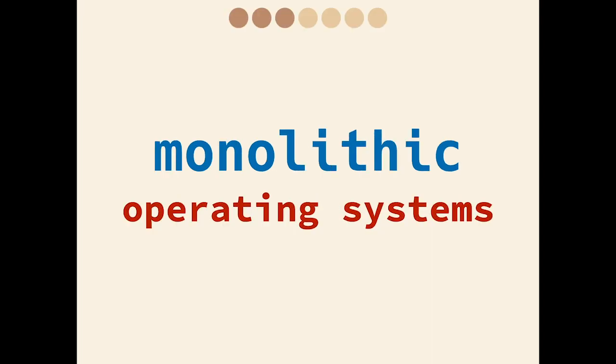Then I'm going to say there's 3 main types. There's monolithic operating systems, and this is what you normally think of when you think of an operating system. Linux is mostly a monolithic operating system. Windows is mostly a monolithic operating system. Mac OS, FreeBSD, all that kind of stuff.